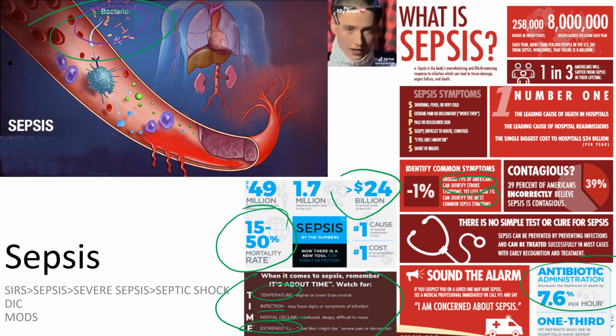Antibiotic administration, just like we talked about CPR, every minute counts, every hour counts for antibiotics. The likelihood of death increases every hour you wait to give antibiotics. So you give it at hour 3 versus hour 1, it's better to give it earlier, right?